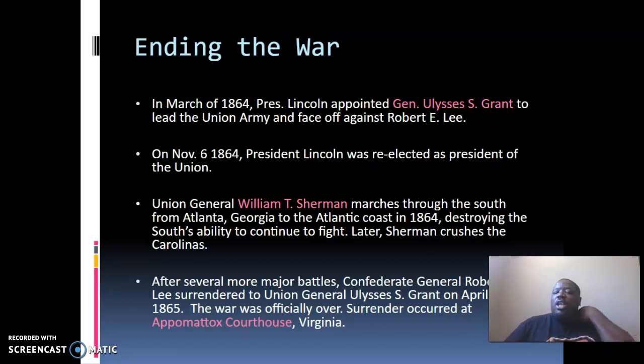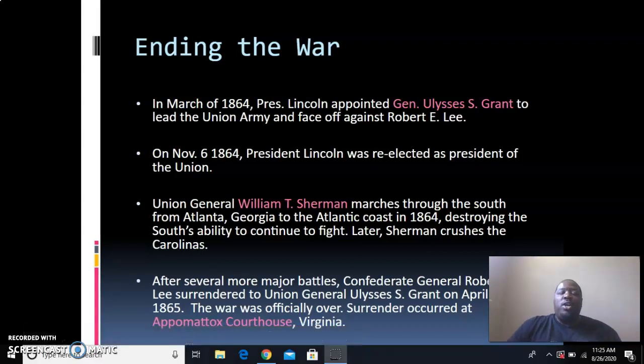General Grant then enlisted the service of General William Tecumseh Sherman to march through the South from Atlanta to the Atlantic coast in 1864 to destroy the South's ability to fight. Now, here's one interesting fact about that. The city of Savannah, Georgia, located in southeastern Georgia along the Atlantic Ocean, was the only major city that was not burnt to the ground by General Sherman.